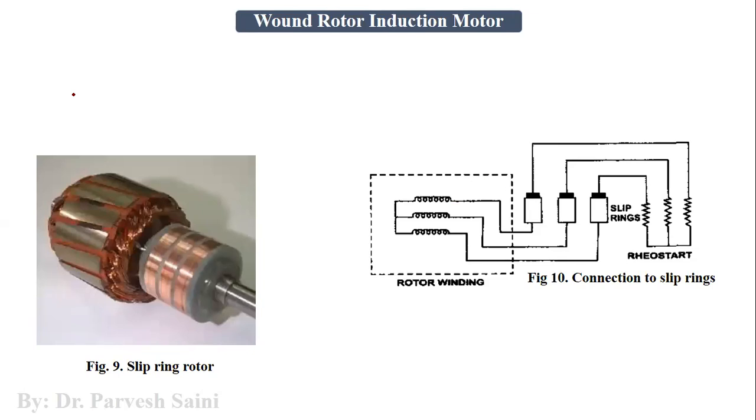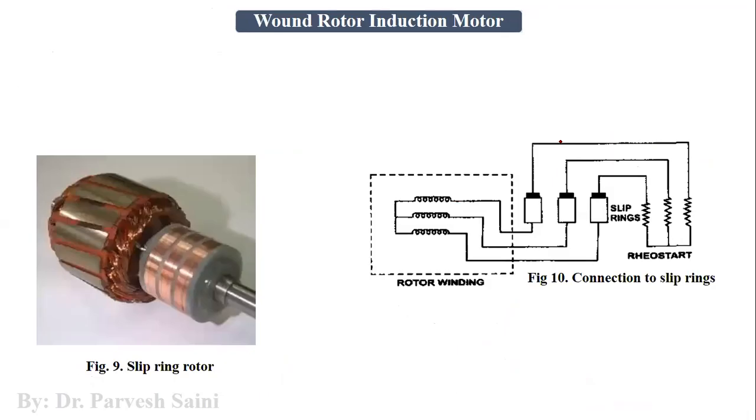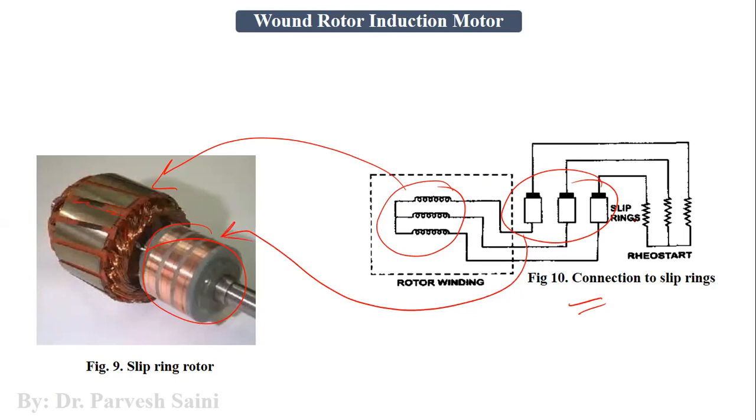Now we have the next one, which is the slip ring induction motor or wound rotor induction motor. As you can see, the difference between a squirrel cage and a slip ring induction motor is that we have the windings placed here, right? And then we have slip rings. As you can see in this schematic representation, this represents the winding part, and these are the slip rings, the symbolic representation.